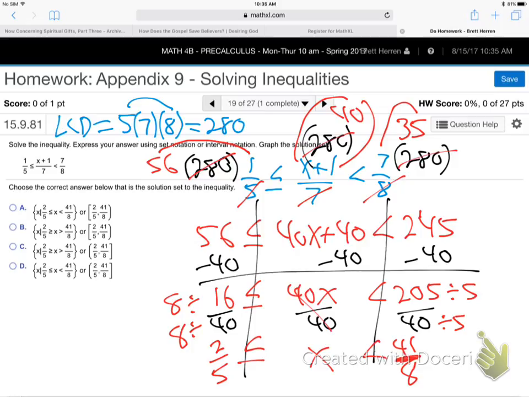Which answer is it? It looks like A to me, doesn't it? 2/5, 41/8, yeah? Oh, it's just A. Or is it D? D looks right too. What's wrong with D? A and D both look... Oh, D messed with the parentheses in the wrong way. Yeah, it is A. Anyway, they're just being real picky and all that.